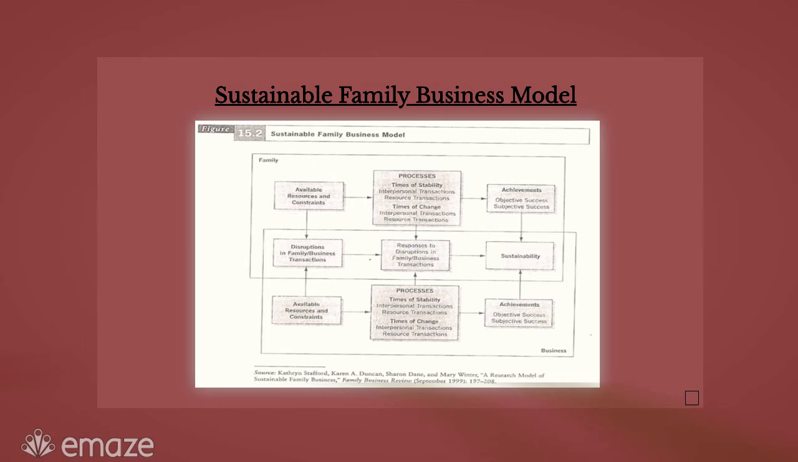Okay, so let's look closely at this diagram. Where the business and the family overlap, you will see on your left the disruptions in family or business transactions, right? So from the disruptions that happen, as stated before, they would have to have a response. The family and the business would have to have a response to the disruptions in the family or the business transactions. And that response would then contribute to the sustainability of the business.